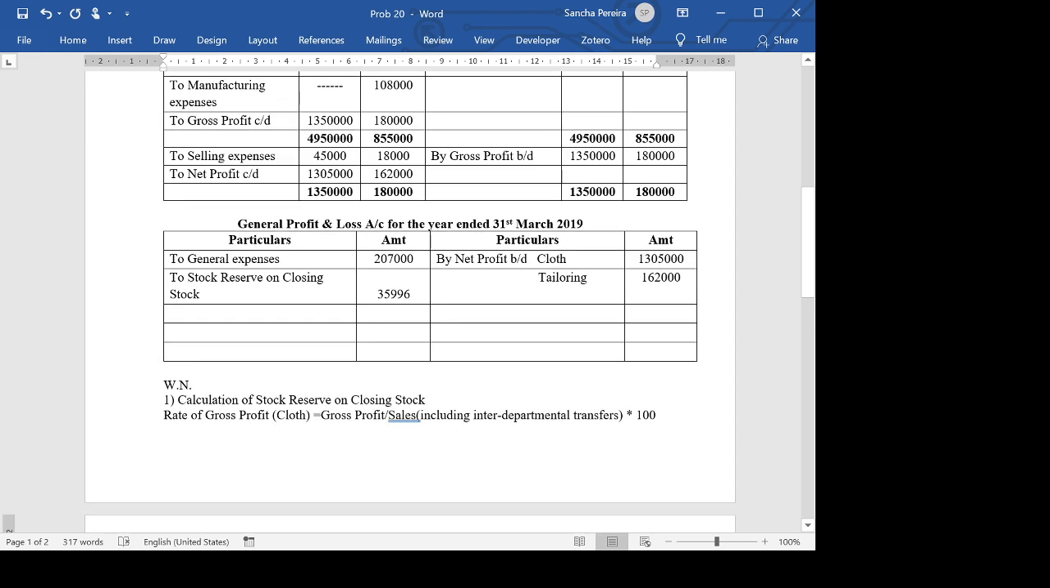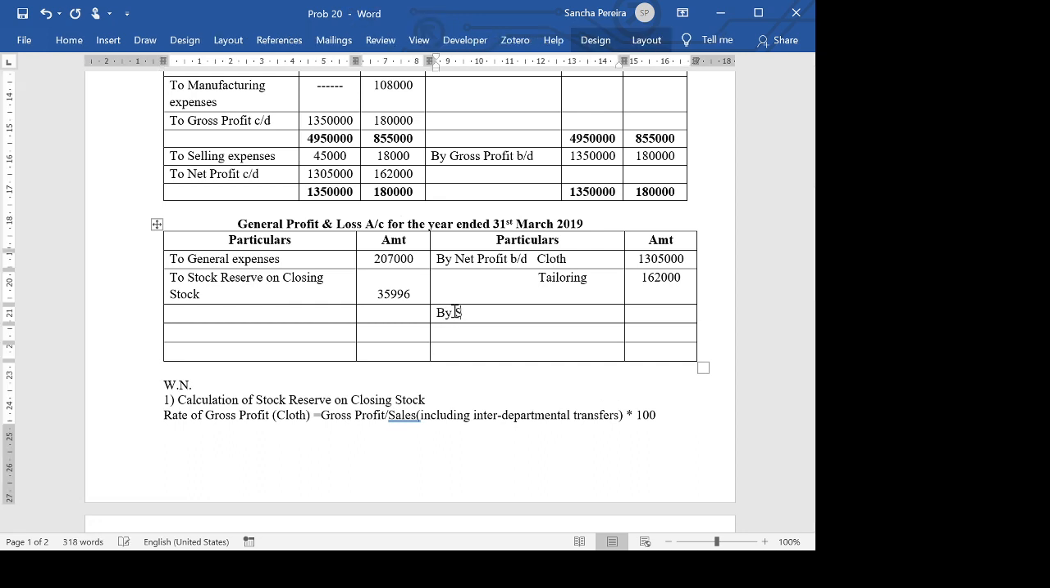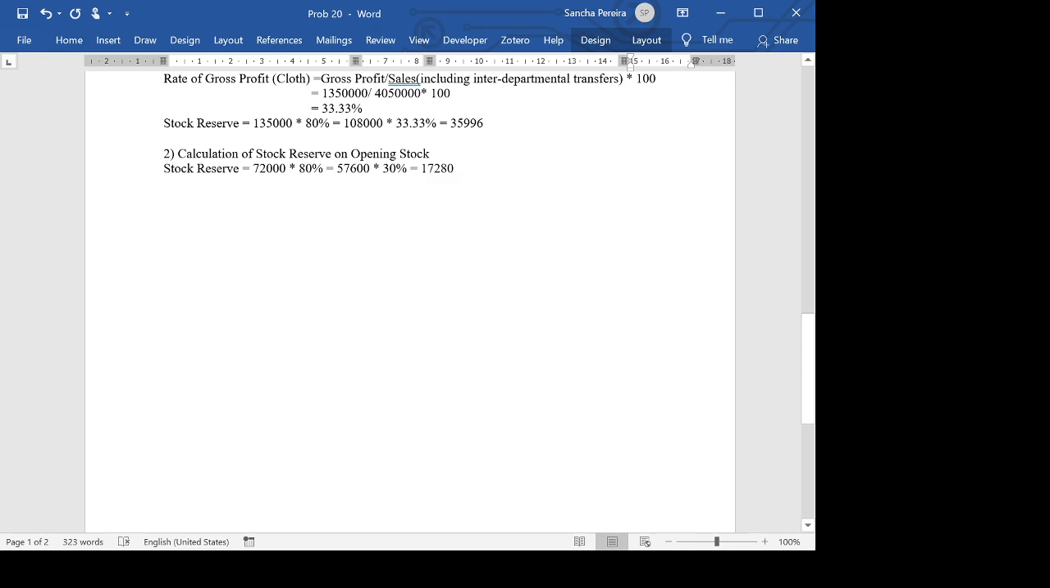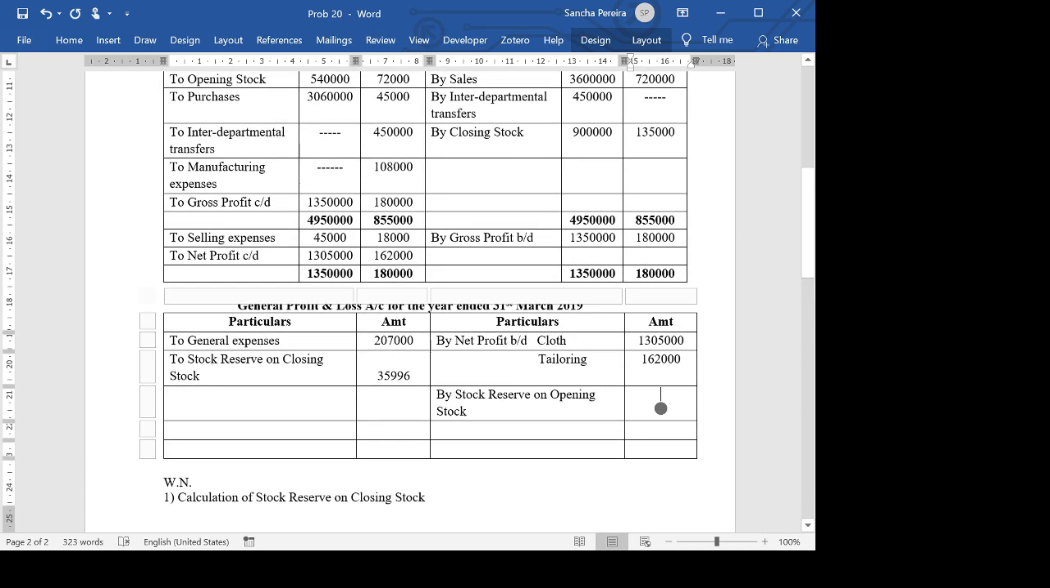So stock reserve on closing stock, and the one on the opening stock we show on the other side, because it needs to get balanced. Okay, they need to balance each other. So by stock reserve on opening stock, 17,280.